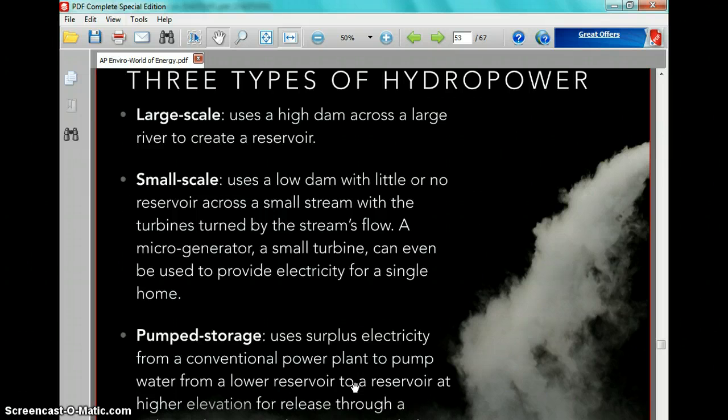There's a pump storage, which uses surplus electricity from a conventional power plant, mainly a large-scale one, to pump water from a lower reservoir to a reservoir at a higher elevation, so it can go back down when needed again.